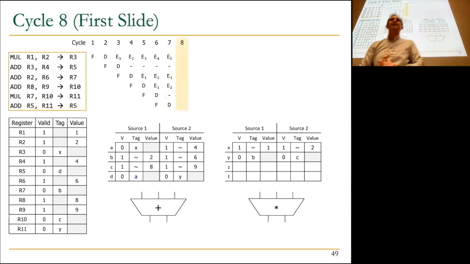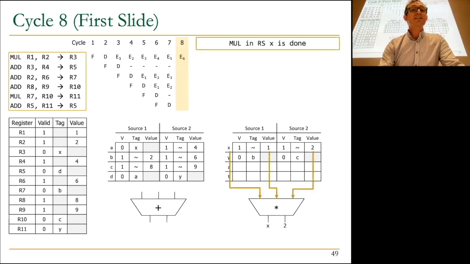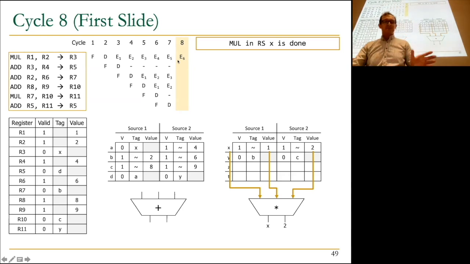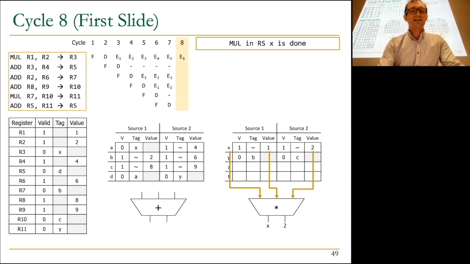Let's take a look at cycle 8. So cycle 8 is the fun part because some instructions are completing right now. So in cycle 8, multiply in RSX is done, or we're going to assume it's going to broadcast this tag in this particular cycle. That's the assumption over here. It could be a different assumption in some other machine. But basically, this multiply is done. Its result is 2 because it's multiplying 1 times 2. And it's going to broadcast that value as well as the tag.